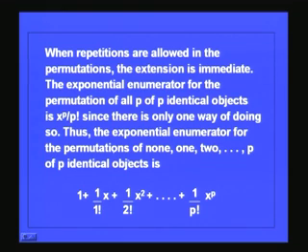So, the exponential enumerator for that is x^p / p! by our definition of exponential enumerator. Thus, the exponential enumerator for the permutation of none, 1, 2, etc. up to p of p identical objects is given by this expression. Whether you take 2 or 3 or 4 identical objects and permute them, the answer is only 1. So, you have 1 + (1/1!)x + (1/2!)x^2 + (1/3!)x^3 and so on, up to (1/p!)x^p.